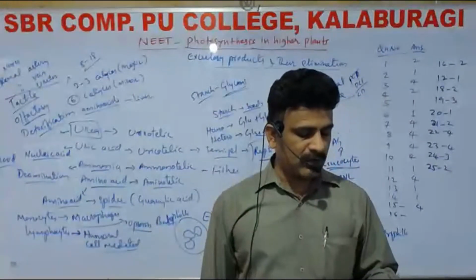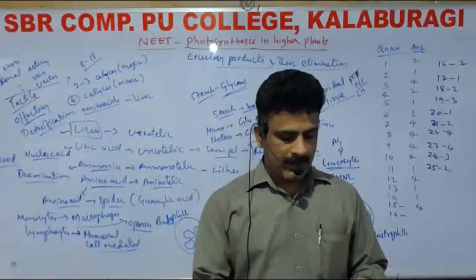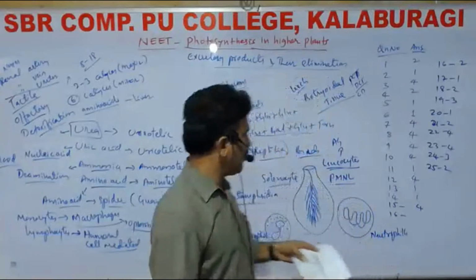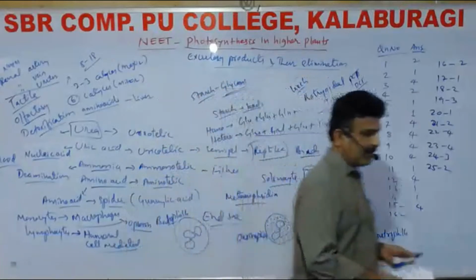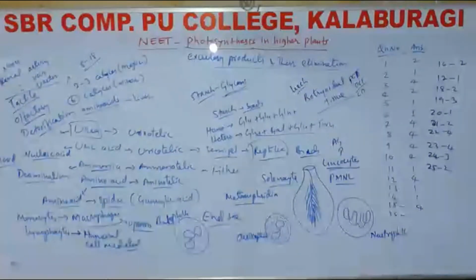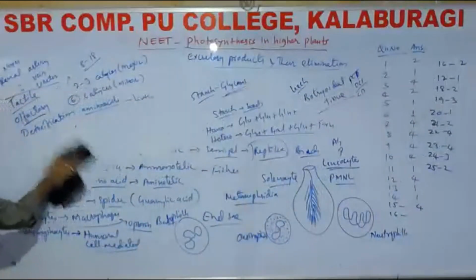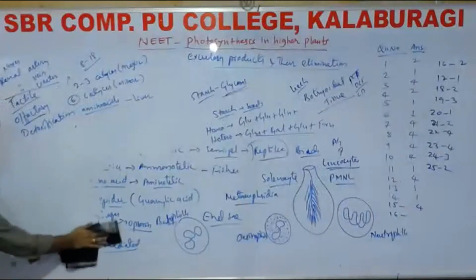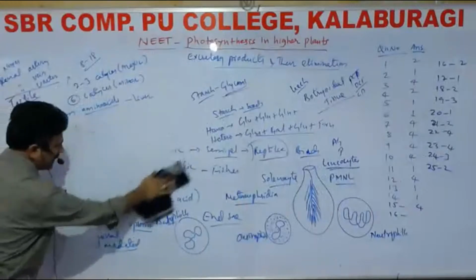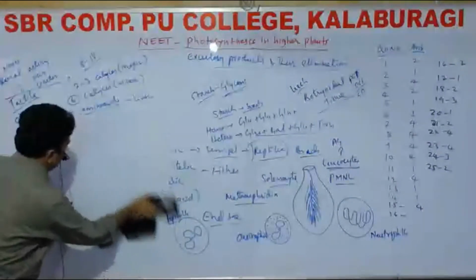Then the podocytes are associated with the Bowman's capsule. If you observe the Bowman's capsule, it is made up of 2 layers, the parietal layer as well as the visceral layer.